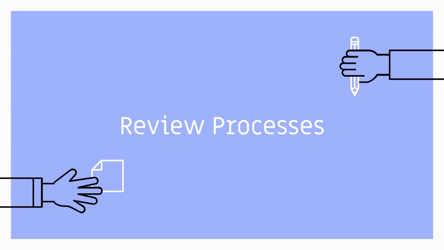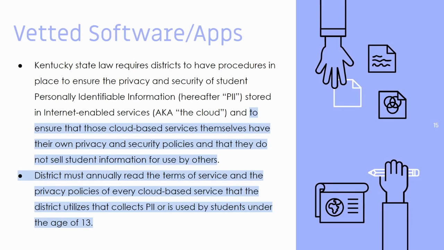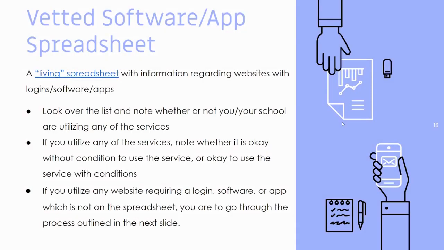So let's look at that review process and how we came up with that approved list. Kentucky law requires districts have procedures in place that ensure the privacy and security of student personally identifiable information, or PII, that's stored in internet-enabled services or cloud services, and to ensure that those cloud-based services themselves have their own privacy and security policies, and they do not sell student information for use by others. The district must annually read the terms of service and privacy policies for every cloud-based service that the district utilizes that collects PII or is used by students under the age of 13.